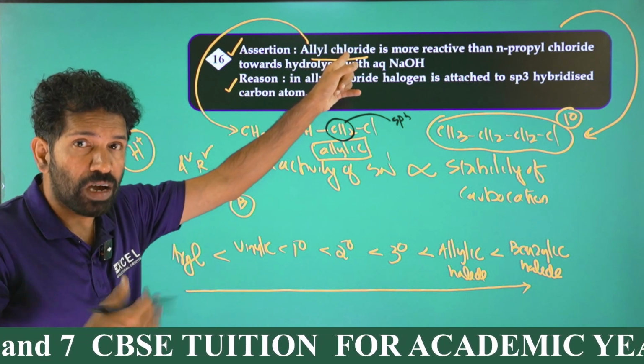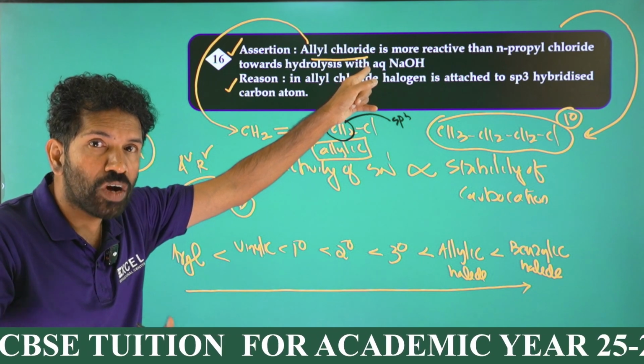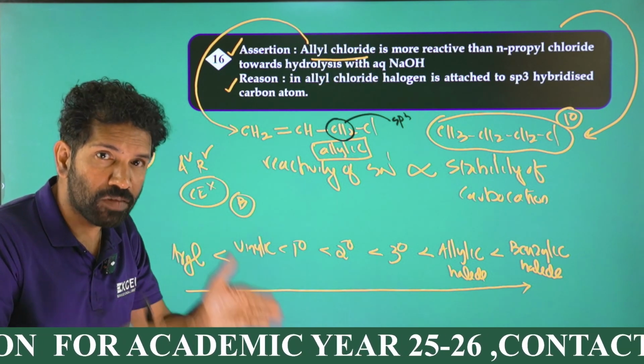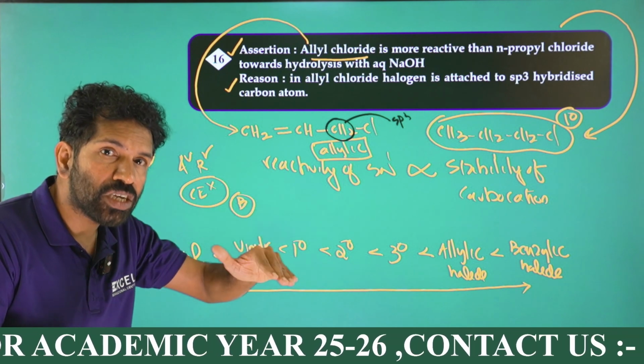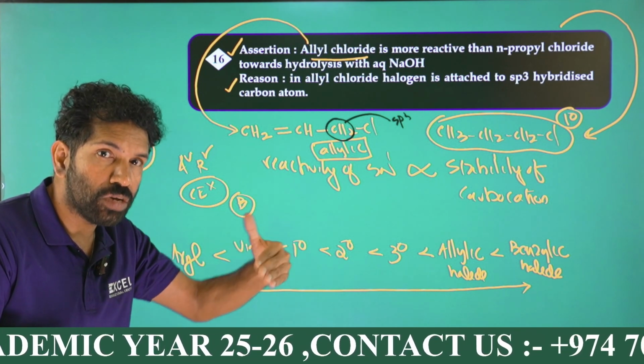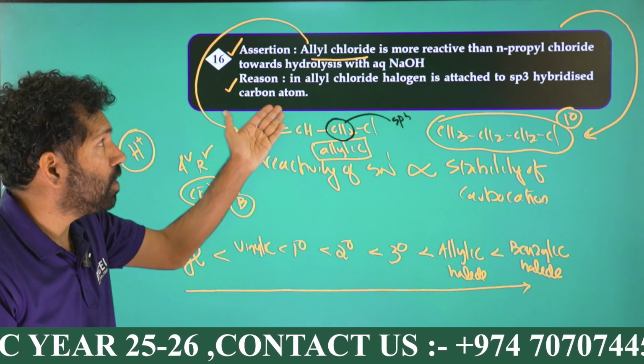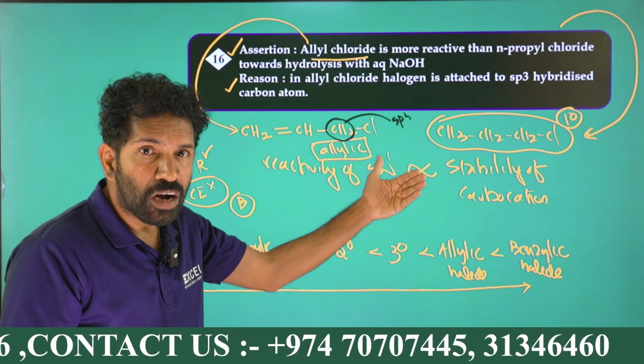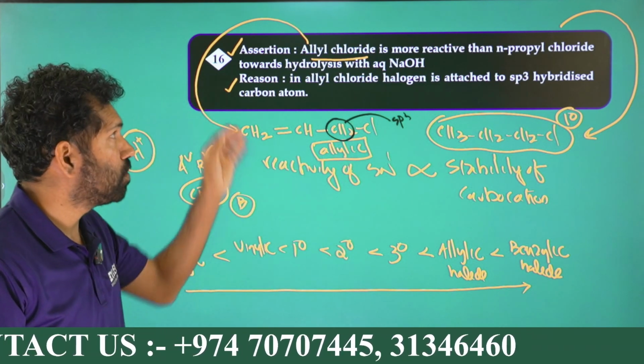The reason why allyl chloride is more reactive towards hydrolysis, in a shorter way: hydrolysis favors SN1. In SN1, reactivity is directly proportional to the stability of the carbocation. Allylic carbocation is more stable than normal propyl carbocation. This is the reason. Just go through it.